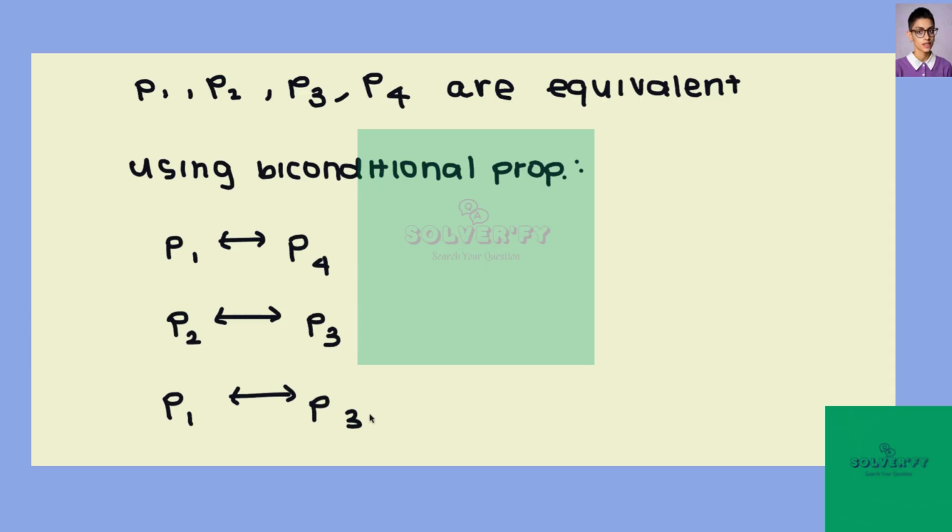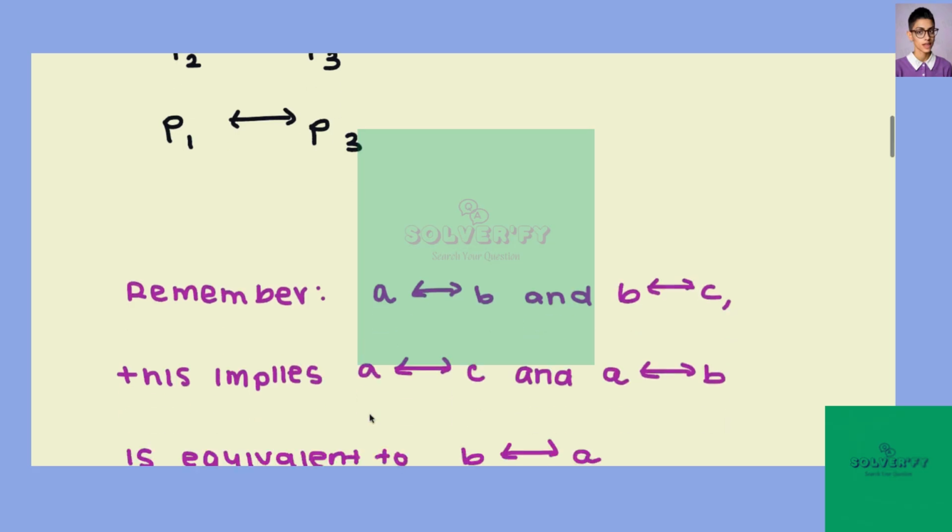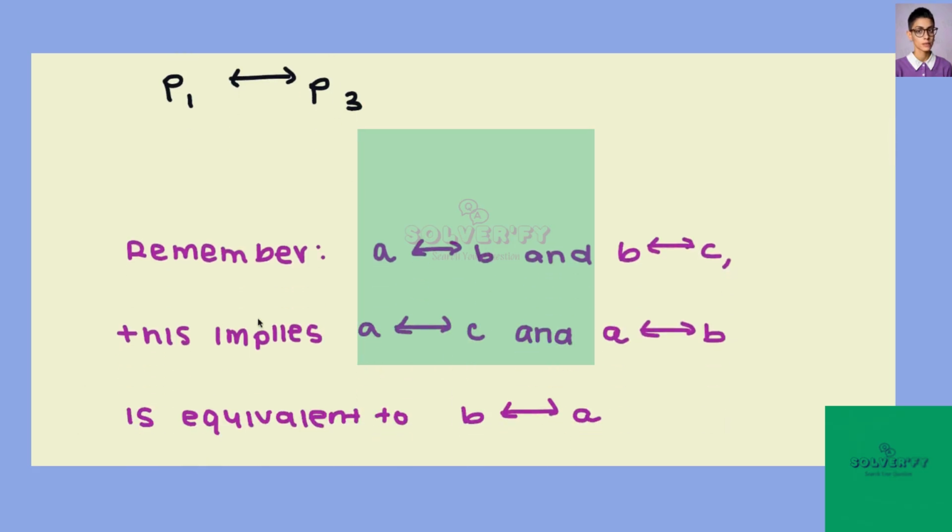if. Okay, so remember, this will help us along with our proof that A if and only if B, and B if and only if C, this implies that A if and only if C, and A if and only if B is equivalent to saying B if and only if A.